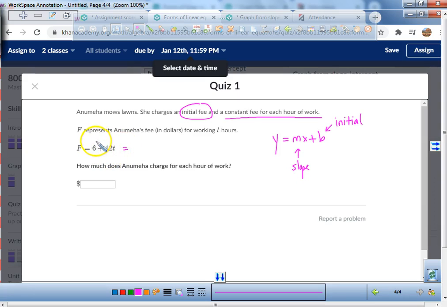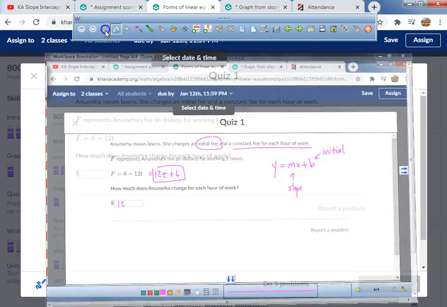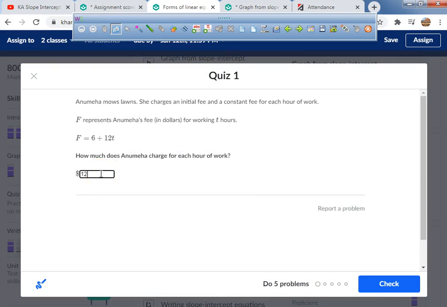It's written where you have the y-intercept up front. So I'm going to just change it to 12t plus 6. Now, that's written more in slope-intercept form. That's your constant. That's the initial fee. That's the slope. She charges $12 for each hour of work. If it said what was the initial fee, you would put the number 6. All right. That's what she charges for each hour.